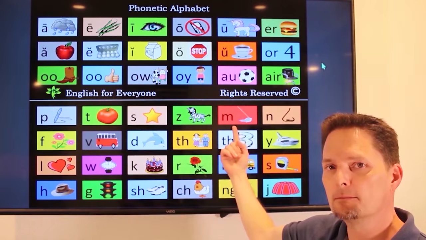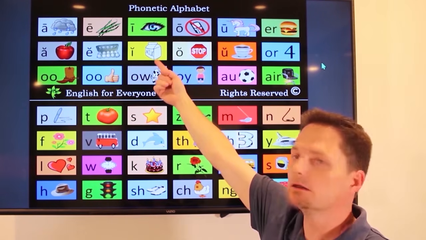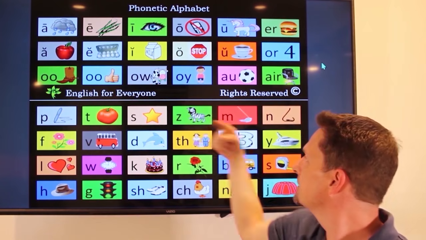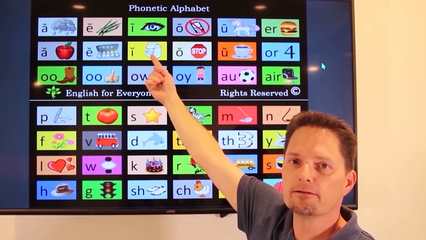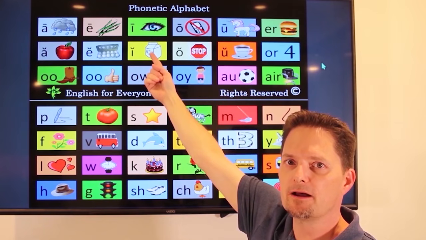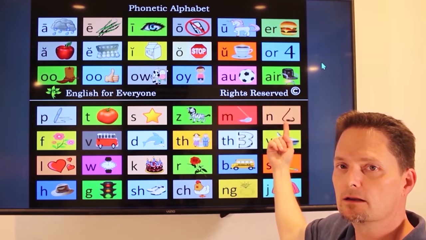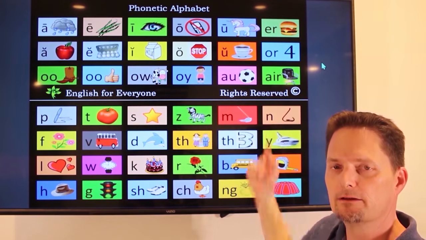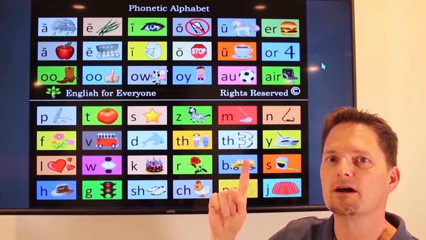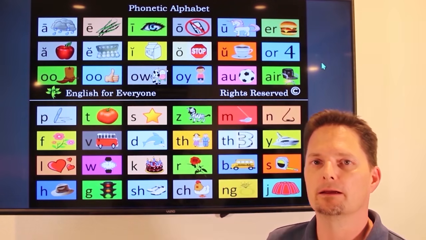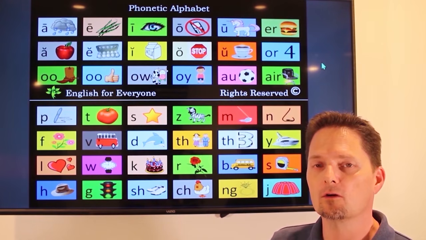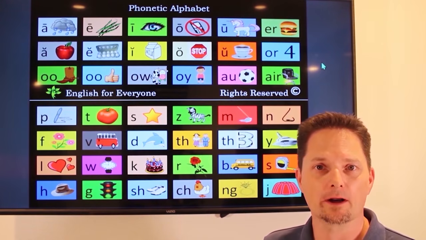Fe, fem, femme, femin. Feminine. Stress on the first syllable. Feminine. Your dog will look feminine if you put a pink bow on it.